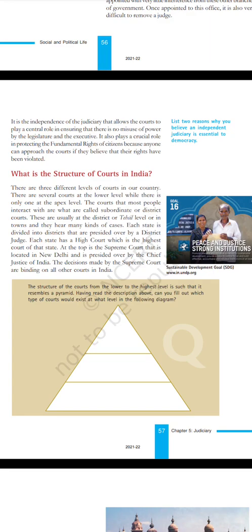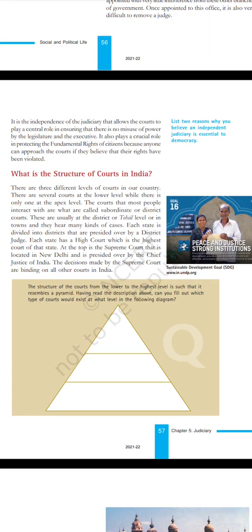Sustainable Development Goal, SDG: Peace and Justice, Strong Institutions, Goal 16. What is the structure of courts in India? There are three different levels of courts in our country. There are several courts at the lower level, while there is only one at the apex level.